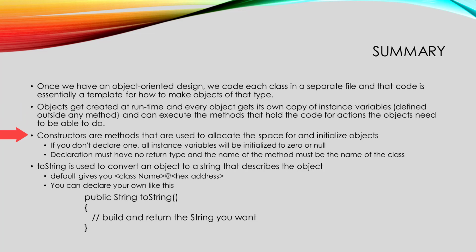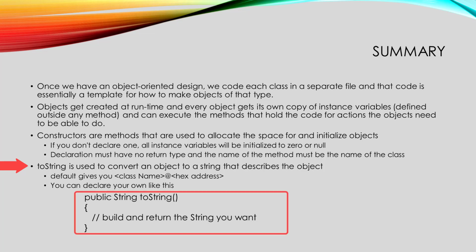Constructors are special methods that allocate the space for and initialize new objects. The default constructor will make all instance variables 0, but we can create our own constructors. A constructor must have no return type and be named after the class. Finally, the compiler will use a class's toString method to convert objects to strings. The default toString isn't very helpful with what it displays, so we often build our own toString to make our output more user-friendly. When we do that, the declaration has to look like this.